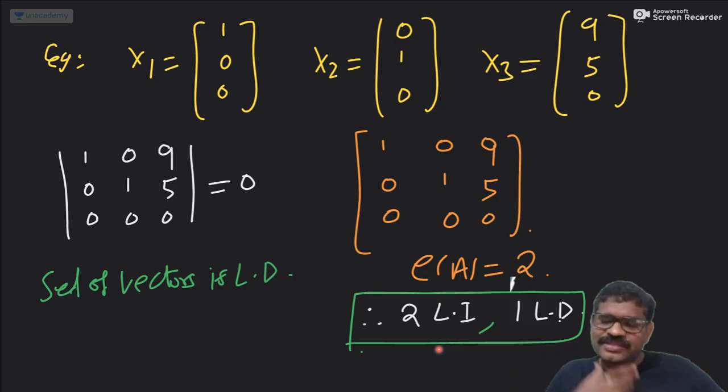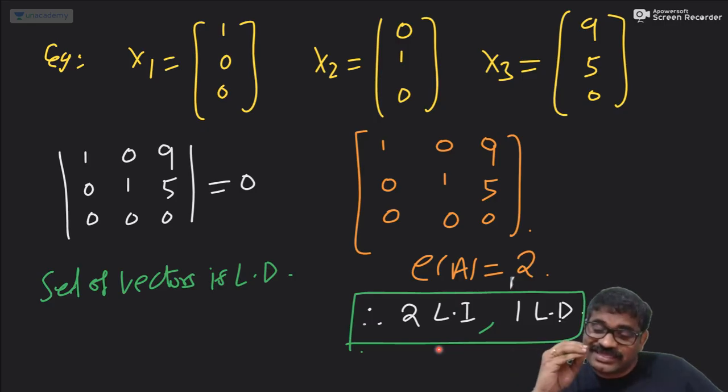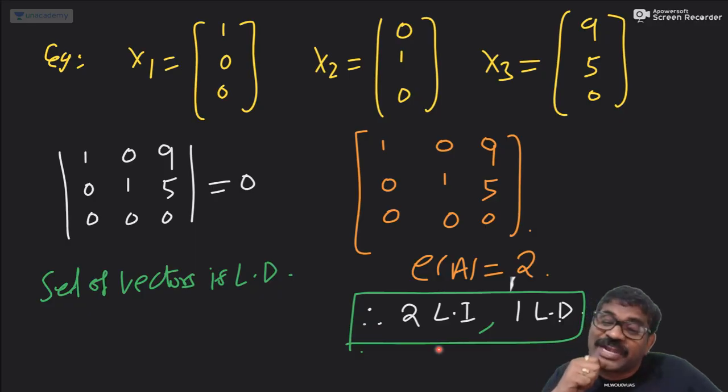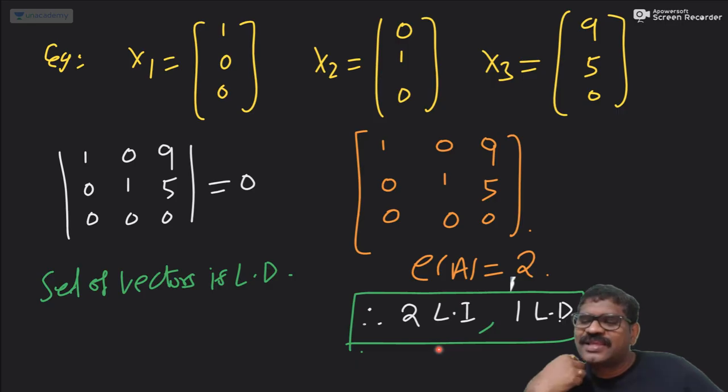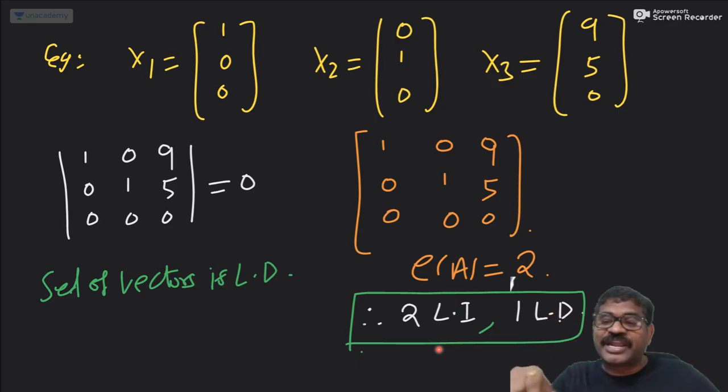Clear? Sir, in this example, can we know which vector is the dependent vector? Whether x3 is dependent or x2 is dependent or x1 is dependent? Which one is dependent? Please remember, you can't estimate which vector is dependent. You can estimate only how many are independent, how many are dependent. Please remember.